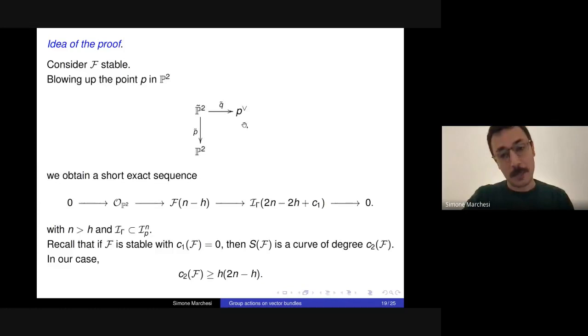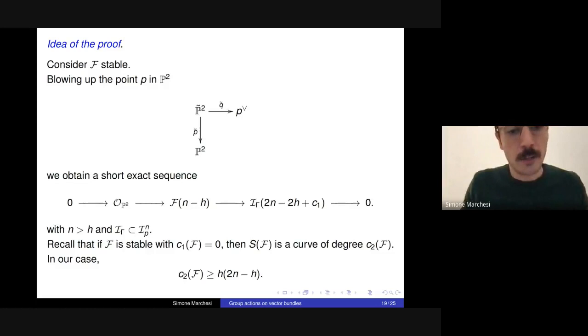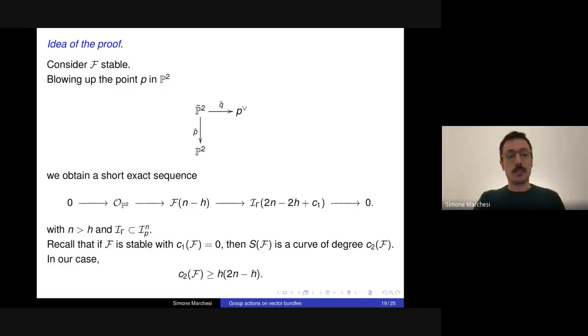Then, using a Fourier-Mukai transform, we can construct a section of my bundle twisted by n minus h with n strictly bigger than h because F is stable, and such that the ideal of gamma, the zero-dimensional scheme on P2, contains the nth power of the ideal of my point P. And this tells us already that because our bundle is stable, first Chern class is 0, and in general when this happens, we have a curve of jumping lines of degree given by the second Chern class of F. Starting from this sequence, we have that the second Chern class, the degree of the jumping locus in the dual projective plane, is at least h times 2n minus h.